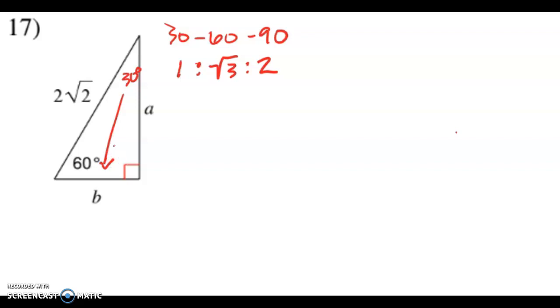The side that's opposite that is B. So if I take that and multiply it by root 3, I get the side that's opposite the 60. If I take that and multiply that by 2, I get the side that's opposite the 90, or in other words, the hypotenuse. So I want to take B, and the info that I'm given is related to the hypotenuse. So I multiply B times 2, and that's equal to 2 root 2.